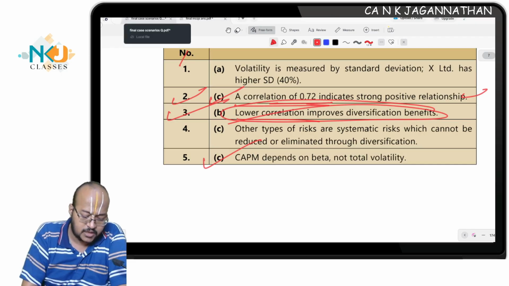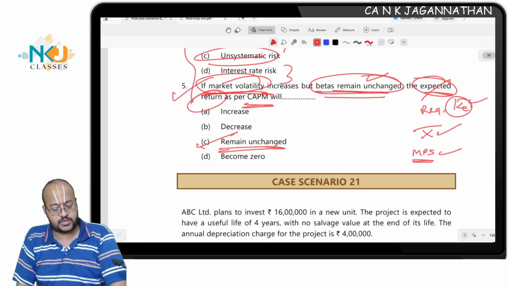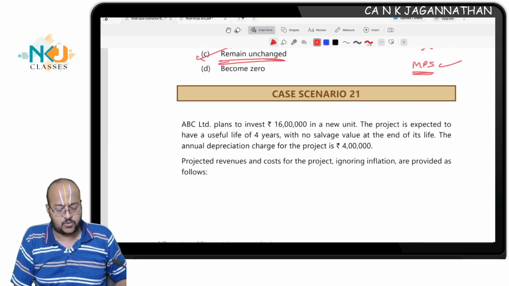Are you all understanding? Anyway, with this, we are through with case scenario number 20. We'll discuss from case scenario number 21 in the next video.